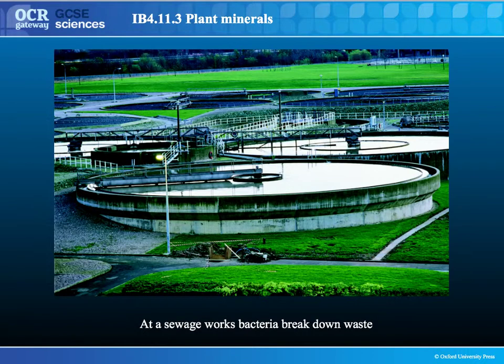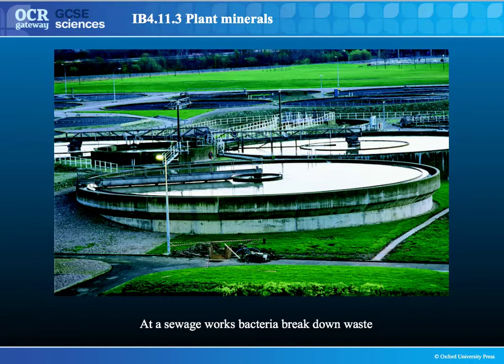Now here is a picture of a sewage works, and microbes such as bacteria and fungi are used in these places where sewage from homes, factories and offices is sent to be treated. Bacteria will digest organic waste in these large tanks that we can see here, and this will make the sewage clean enough to put into waterways such as rivers.